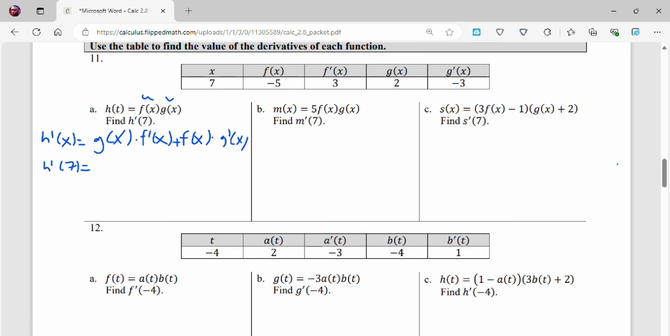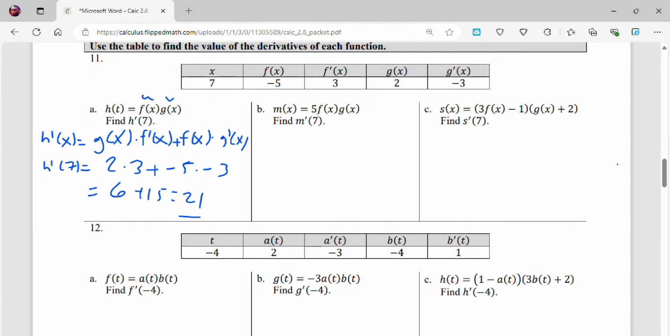Luckily, we only have one x value, so we don't really need to look at multiple rows. So g of 7 is going to be 2 times f prime of 7, so times 3, plus f of 7, which is negative 5, times g prime of 7, which is negative 3. So equals 6. And then negative 5 times negative 3 is positive 15. And so our answer is going to be 21.